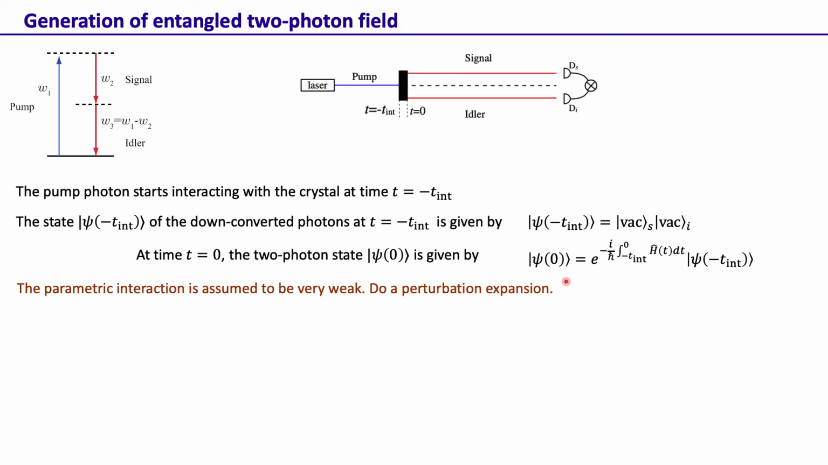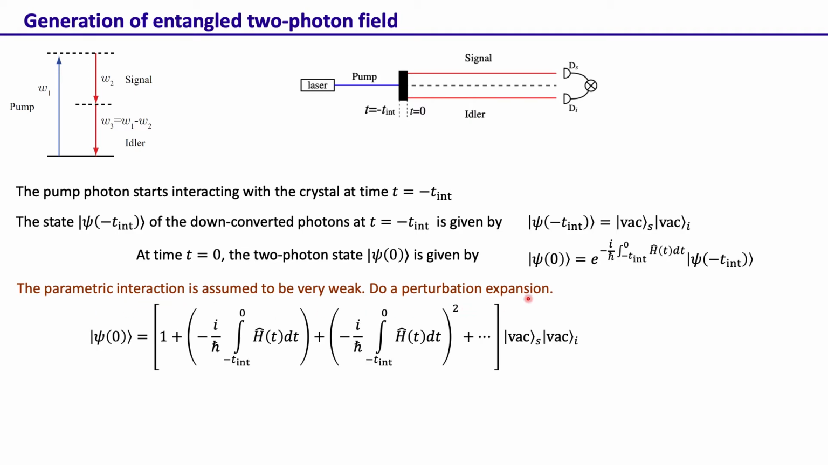Okay, now since parametric down conversion is a very weak process, we will actually see that for every 10 to the 9 photons we will have one pair of signal idler get down converted. So this process is actually quite weak, and so we can do a perturbative expansion of this expression.